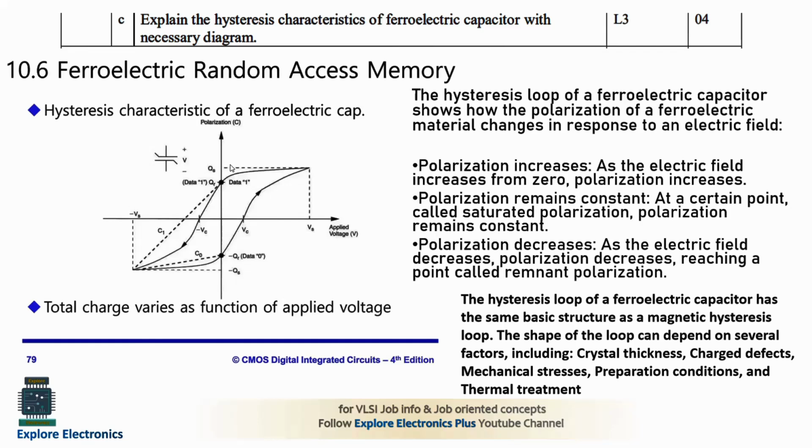And polarization will increase when the electric field increases from 0. Polarization will remain constant when it is at a certain point, and polarization will decrease as the electric field decreases. That is how the polarization and the electric field depend on each other as far as the ferroelectric capacitor is concerned. And again, for more information, you need to refer to the 3rd or 4th edition of that prescribed textbook, so that you will get more information about this.